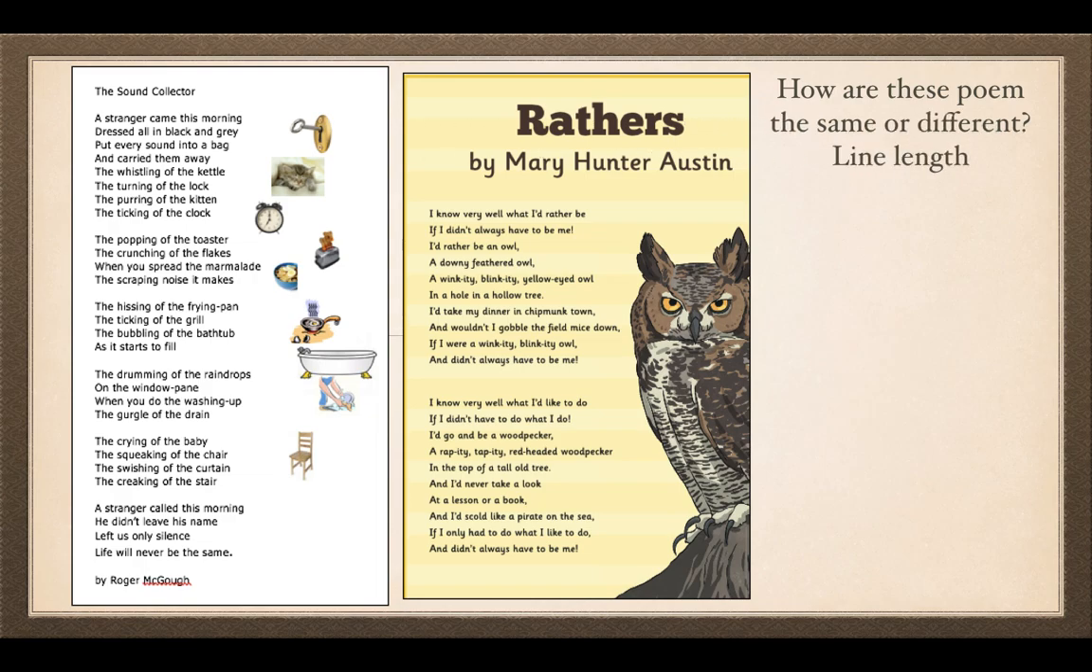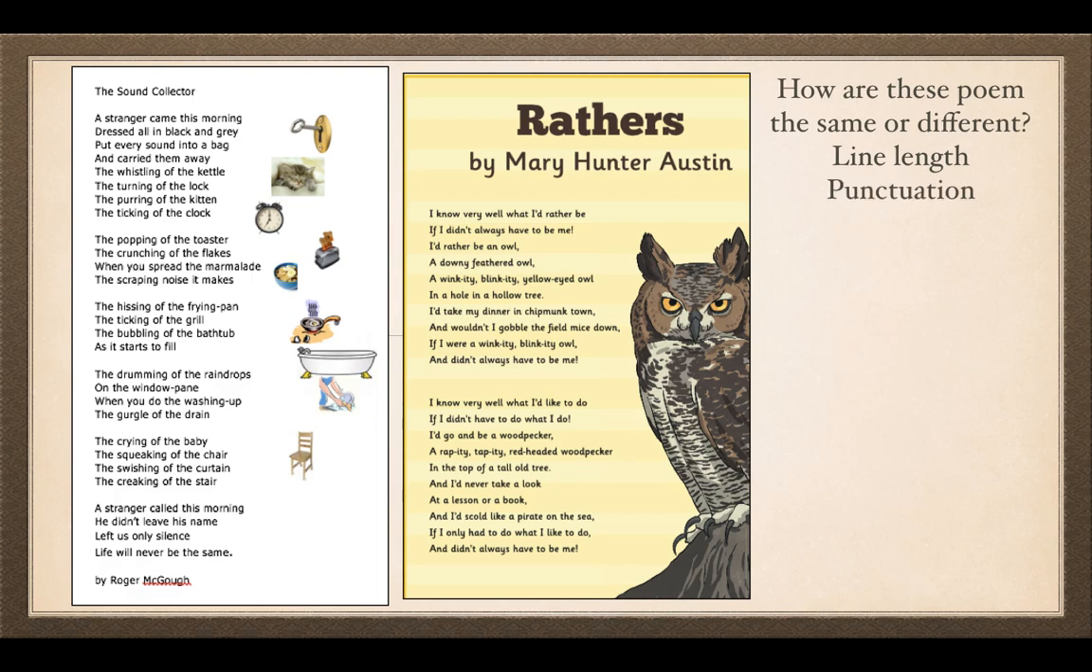So things we need to think about when we look at a poem is maybe the length or the line length. Are the sentences or the phrases longer or shorter? Now if they are, it makes a difference to how quickly you can read the poem and the rhythm and flow that you can get going.